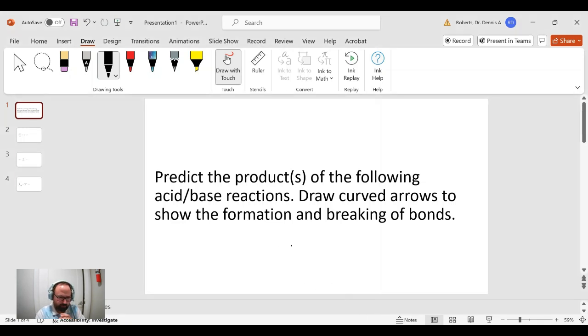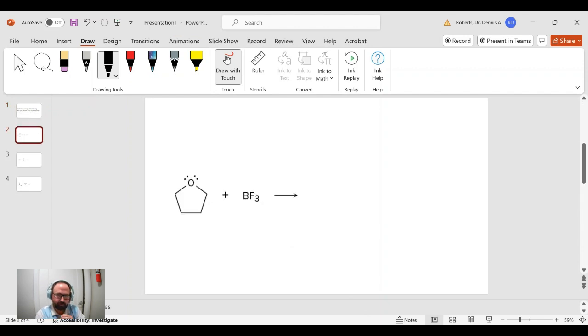So this problem that we're going to look at is we're going to have to predict the products of the following acid-base reactions. And we're going to have to draw the curved arrows to show the formation and breaking of those bonds. So the first one we're going to look at is not the acid-base sort of reaction you're used to seeing in general chemistry. This is a Lewis acid-base reaction.